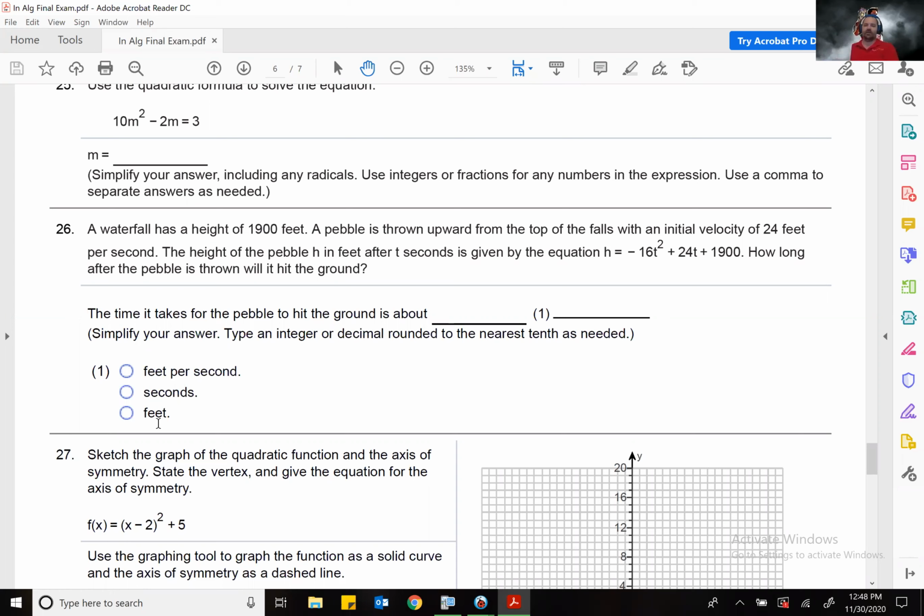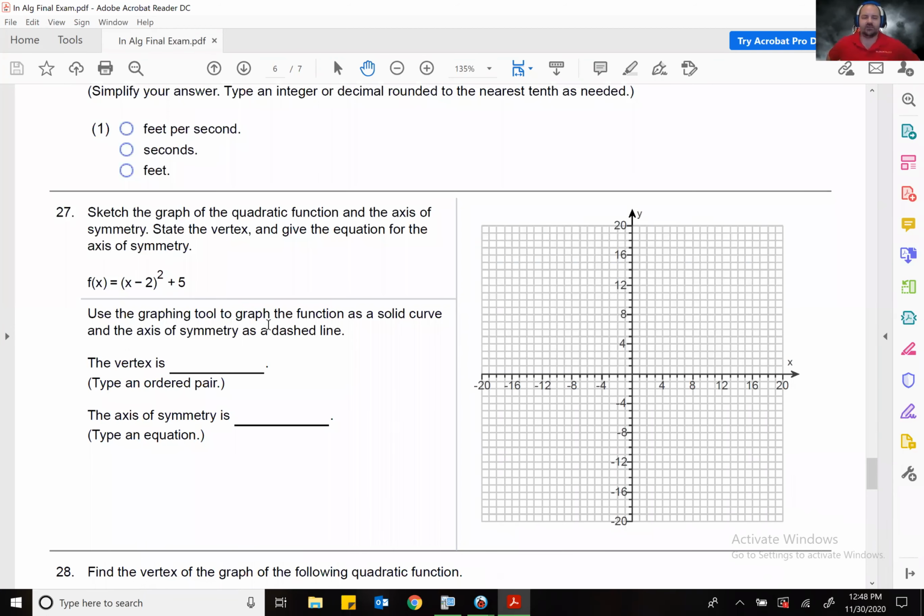Number 27. Again, this is where my math lab and iMathAS differ, because I don't believe you do any graphing with the iMathAS for number 27. So we've got this equation, f of x equals (x minus 2) squared plus 5. And they want us to graph, and they want us to find the vertex and the axis of symmetry.